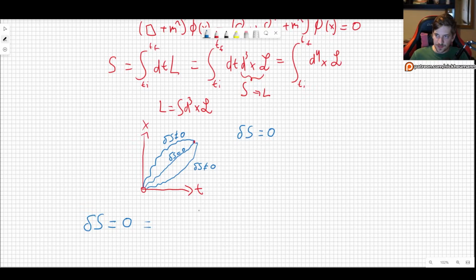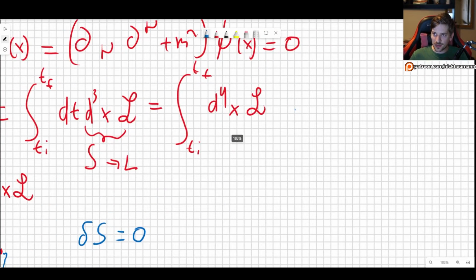This means that we have to do a variation of our Lagrangian. We're integrating over time and, well, d^4x. And now, what does our Lagrangian depend on? Let's write it here. Our Lagrangian can depend on two things: on our field or on its first derivative.